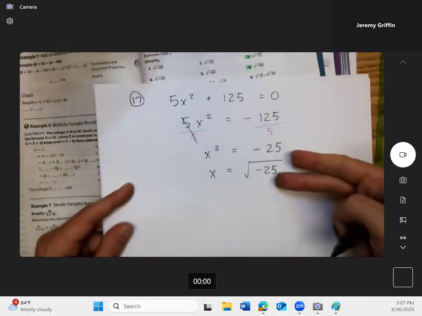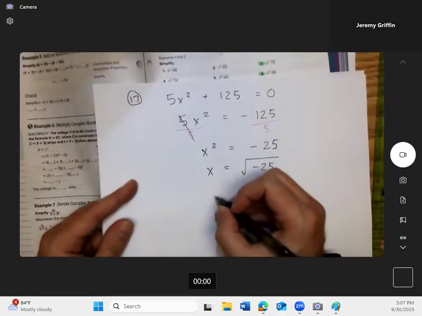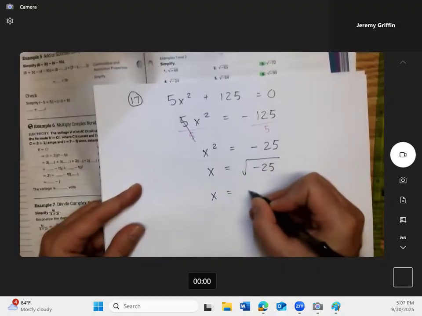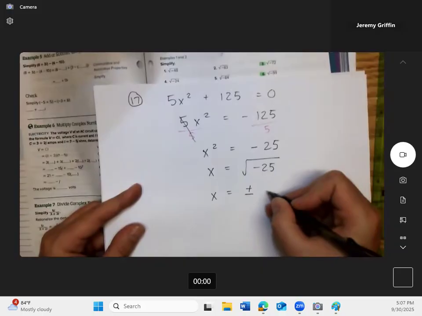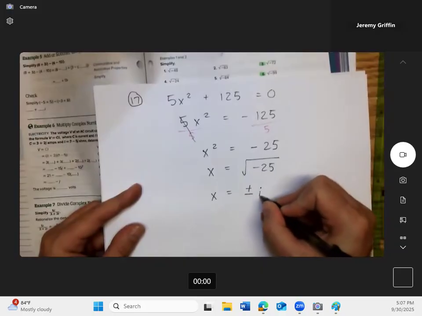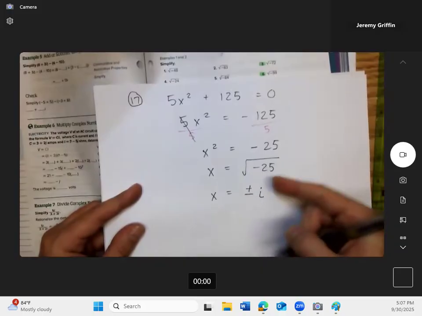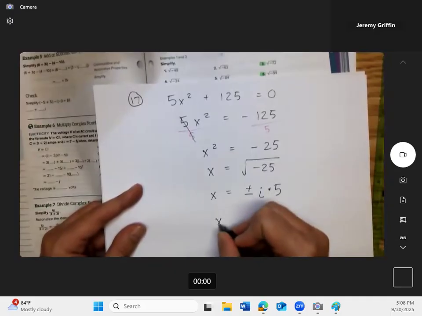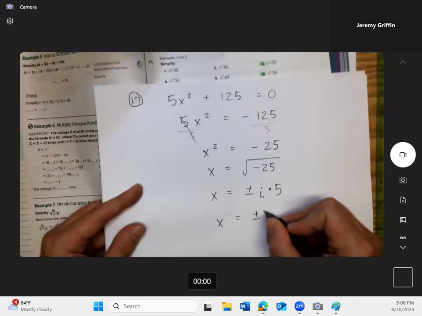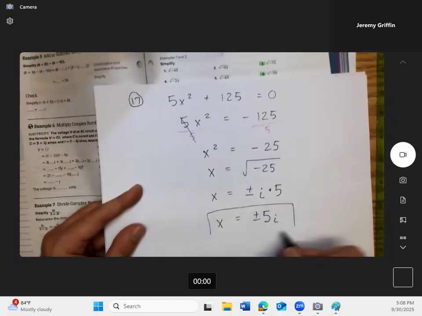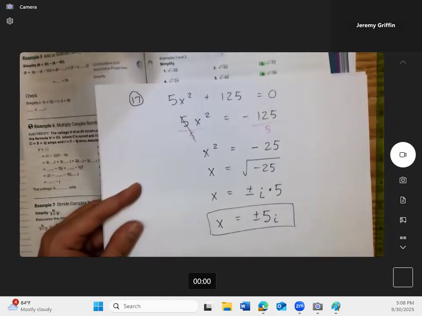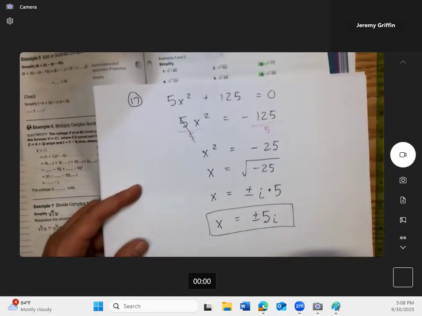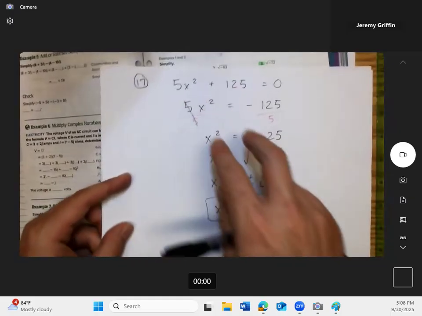Now, the square root of 25 is 5, but there's also this negative. And don't forget the plus or minus, so we're going to introduce a plus or minus. I need to pull an i out. Actually, the rest is just 5. Here, I'm going to rewrite that. x equals plus or minus 5i. I think that looks a little prettier. There you go, that's it. Plus or minus 5i.